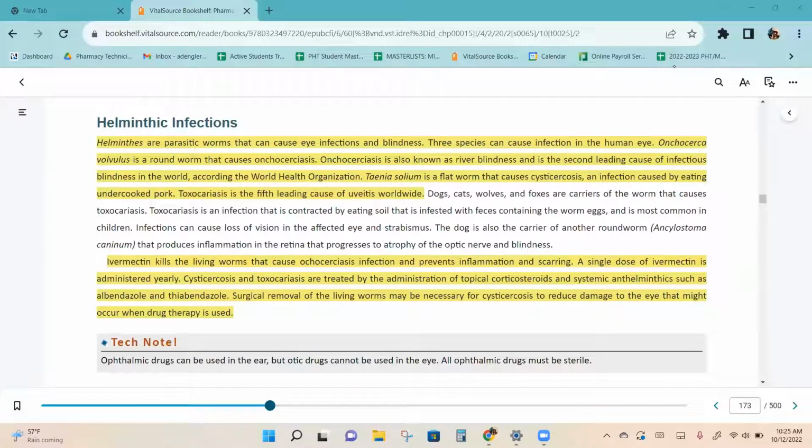Helminths are parasitic worms that can cause eye infections and blindness. Three species can cause infection in the human eye. Onchocerca volvulus is a roundworm that causes onchocerciasis. Onchocerciasis is also known as river blindness and is the second leading cause of infectious blindness in the world. Taenia solium is a flatworm that causes cysticercosis, an infection caused by eating undercooked pork. Toxocariasis is the fifth leading cause of uveitis worldwide.